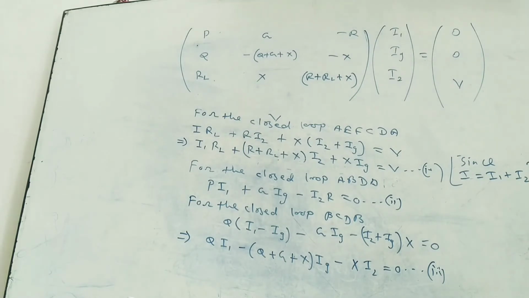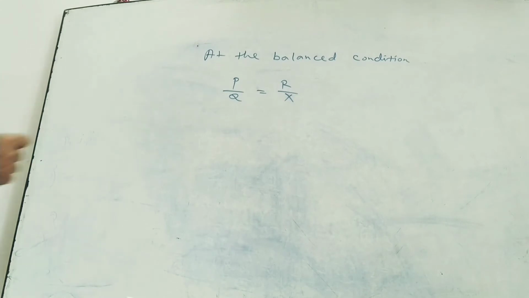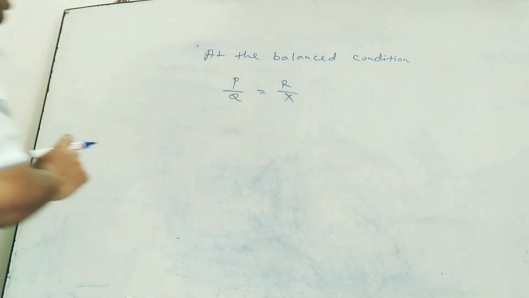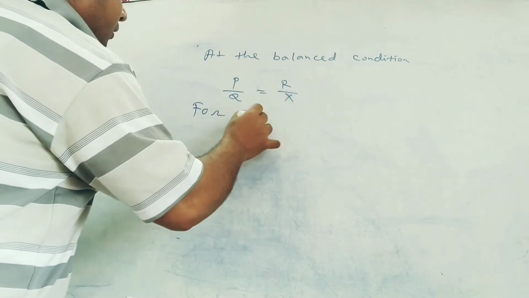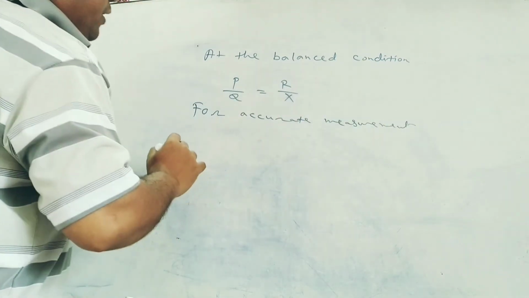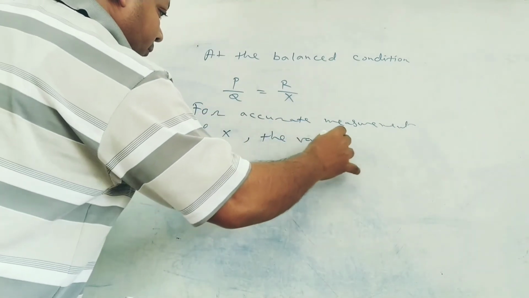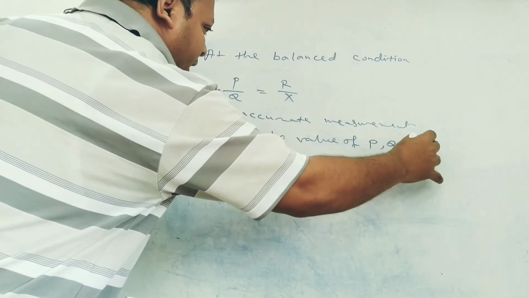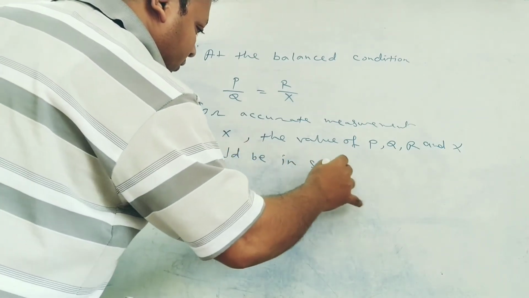Now I shall discuss the limitation of the Wheatstone bridge. Since at the balanced condition P by Q is equal to R by X, therefore the values of P, Q, R, X should be in the same dimension. For accurate measurement of X, the values of P, Q, R and X should be in the same dimension.